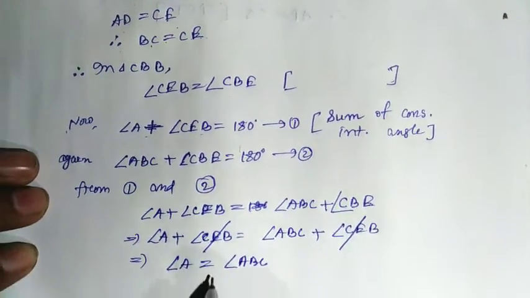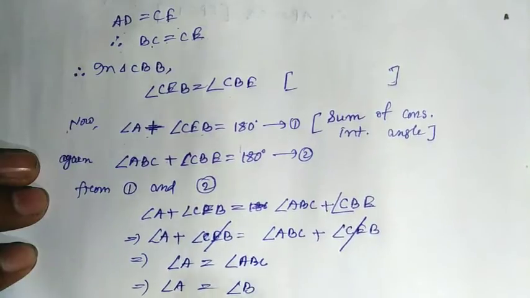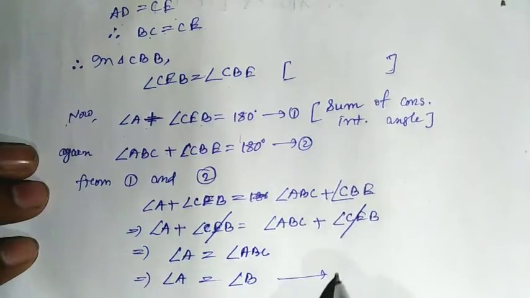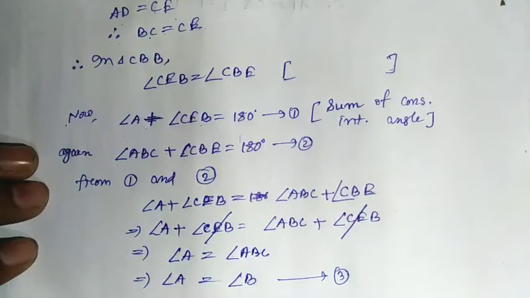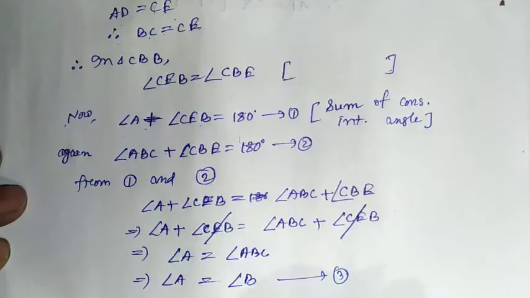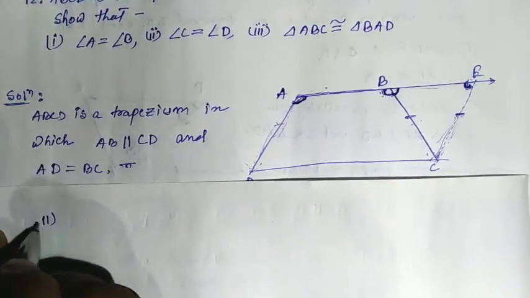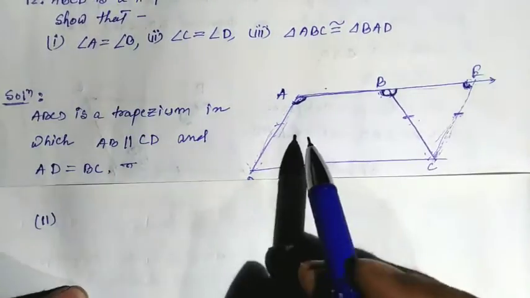ABC is nothing but angle B. Angle A is equal to angle B. So give it equation number 3. It will be needed in the next proof. Now see question 2. For question 2, let's see.